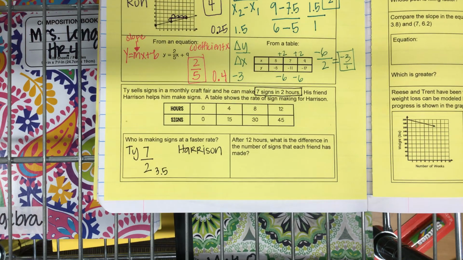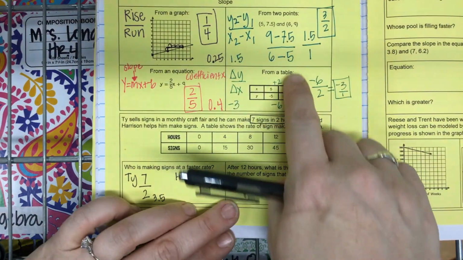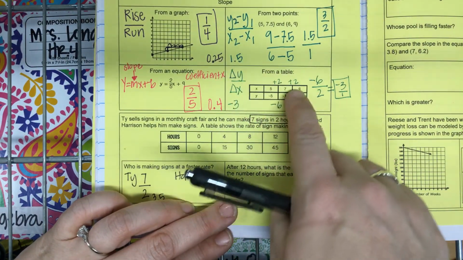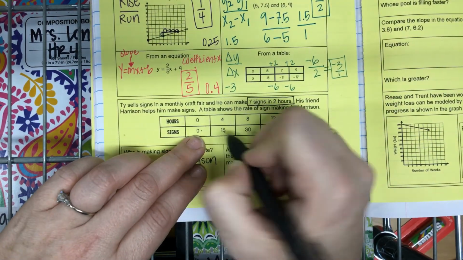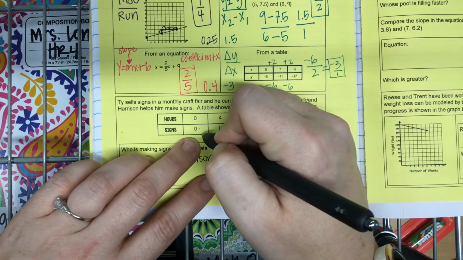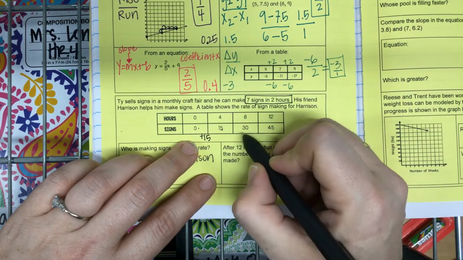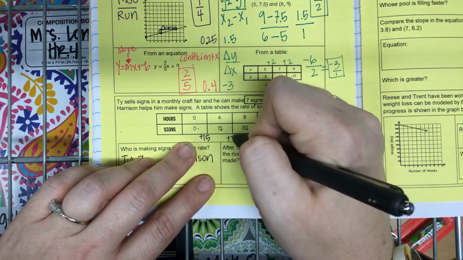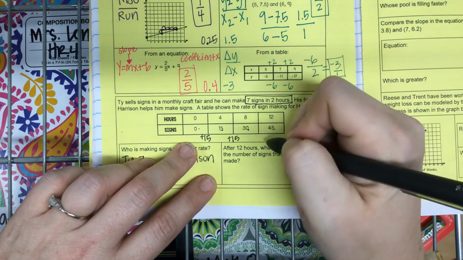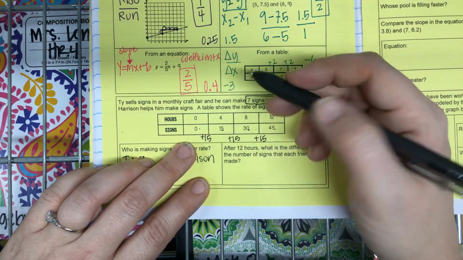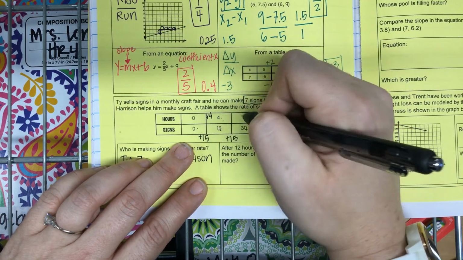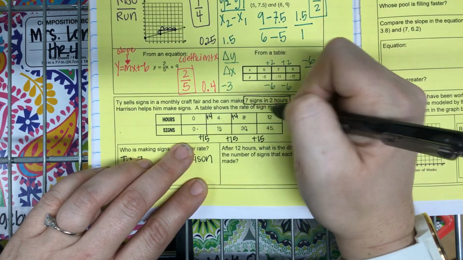Now I'm going to look at Harrison, correct? And Harrison's data is displayed in a table, yes? Let's go back to our table example. What did I do? Oh, I found the change in y over the change in x. What do I do to 0 to 15? Plus 15. What do I do to 15 to 30? What do I do to 30 to 45? So, what do I do to 0 to 4? Add 4. 4 to 8? 4. 8 to 12?